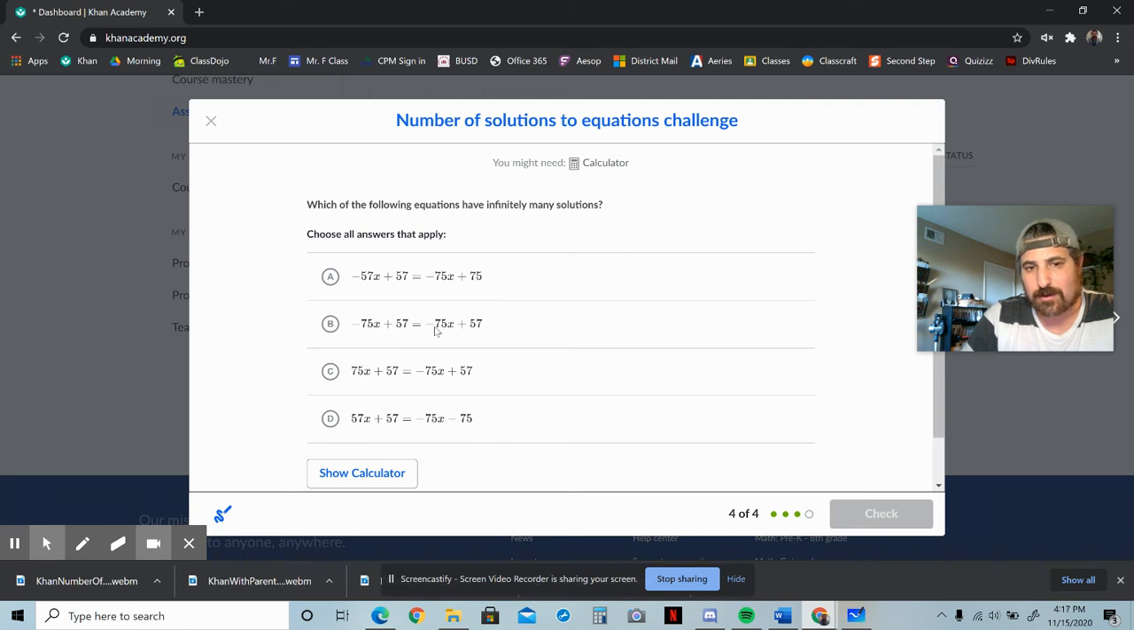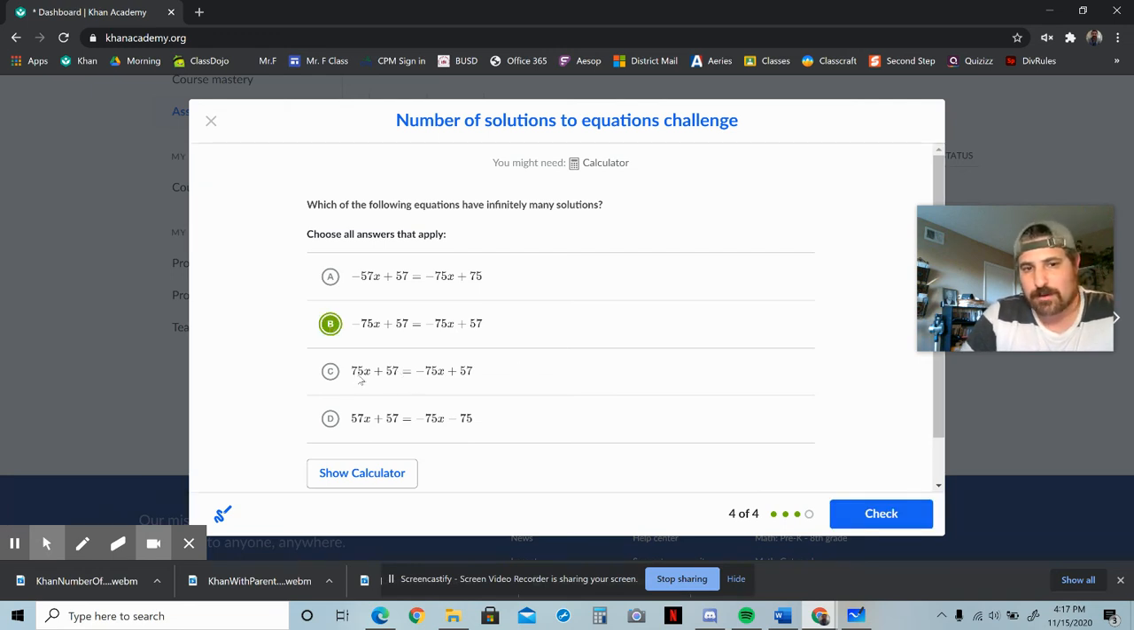Here, the x's are going to go away because when you add 75x to both sides, it's going to be 0x on both sides. So what are you left with? 57 equals 57. Is 57 equal to 57? Yes. This is infinite solutions. Right? X could be anything.